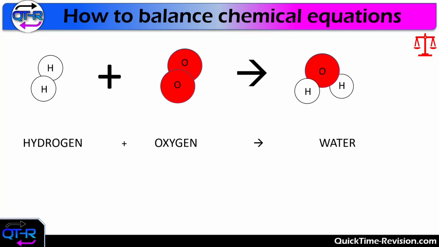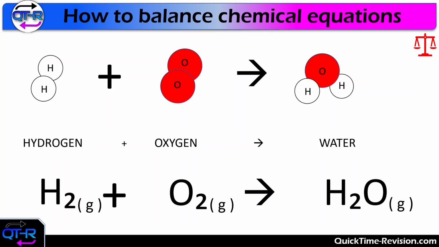Now in this example, we have hydrogen reacting with oxygen to give us water. Now the chemical reaction looks like this: 2 hydrogen atoms in 1 hydrogen molecule, and then 2 oxygen atoms in 1 oxygen molecule will give us 1 molecule of water. But as you can see, the number of atoms before and after the arrow are not the same. So this is why the whole balancing equation comes into place.